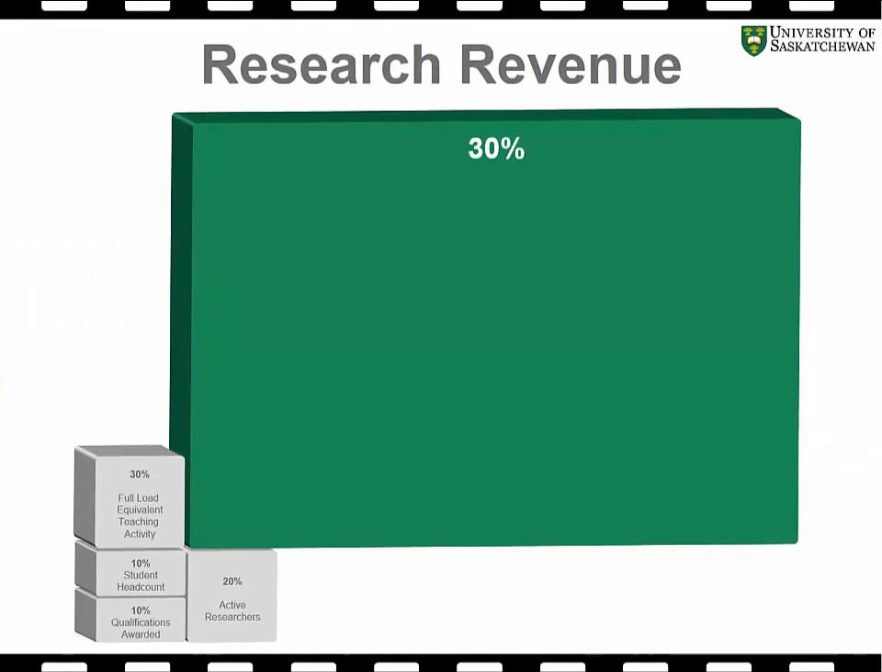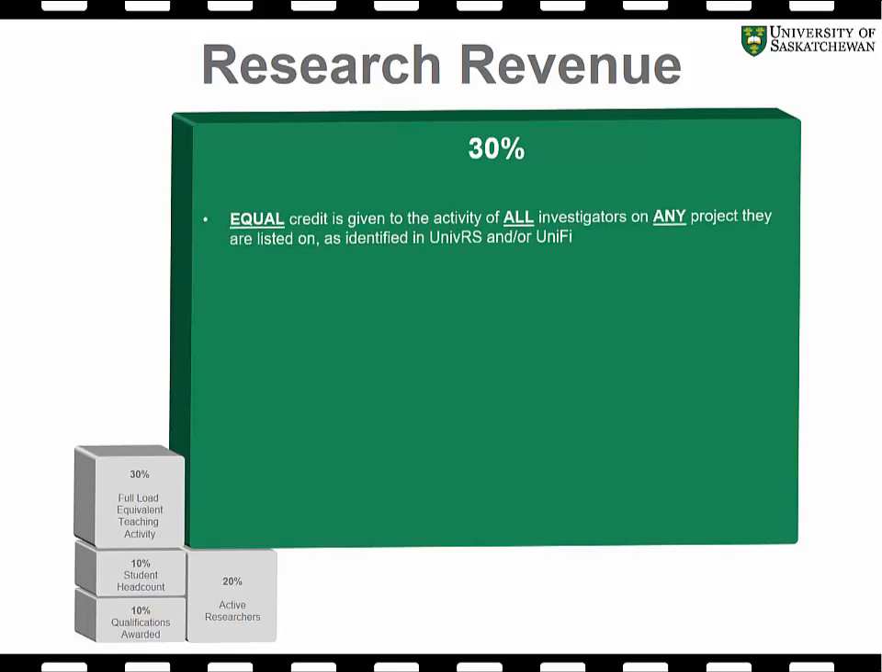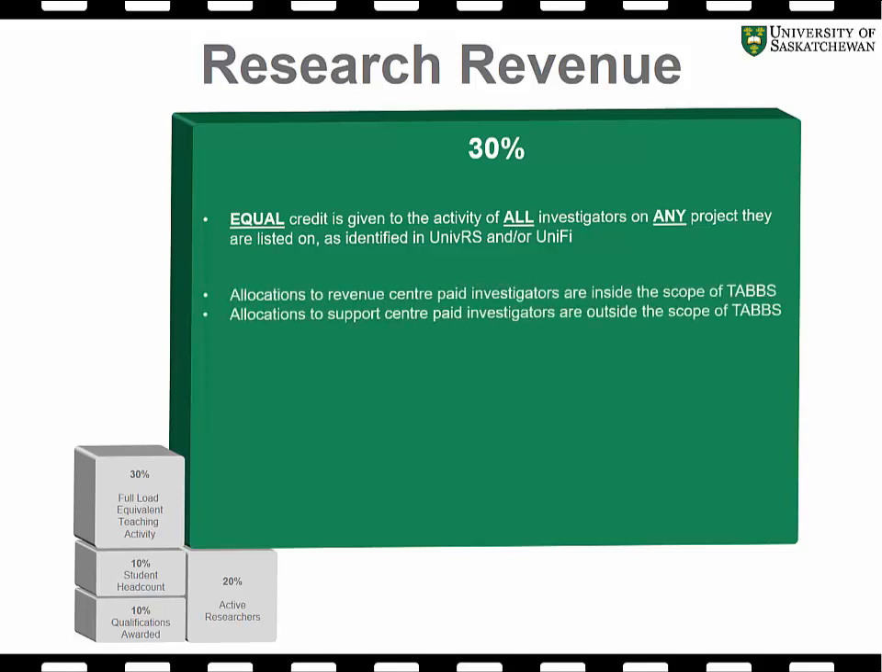With research revenue, equal credit is given to all investigators on any project they are listed on, as identified in Universe and/or Unify. Allocations to Revenue Center paid investigators are inside the scope of TABBS, and allocations to Support Center paid investigators are outside the scope of TABBS.